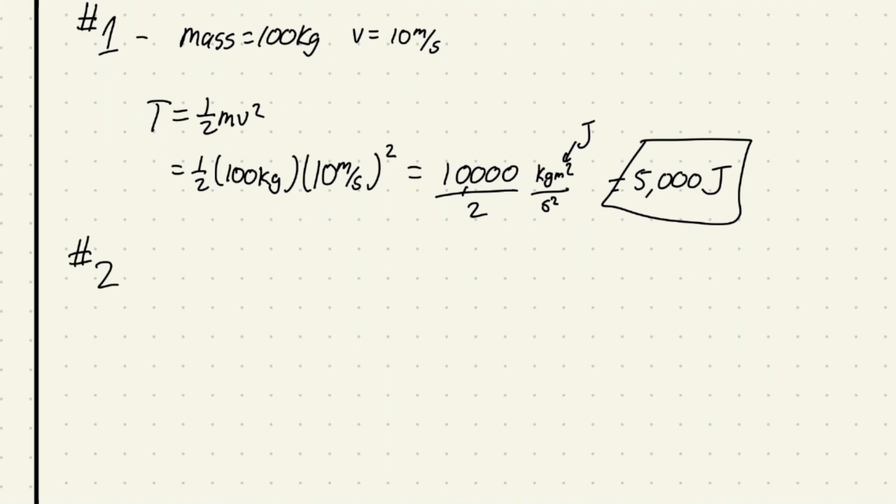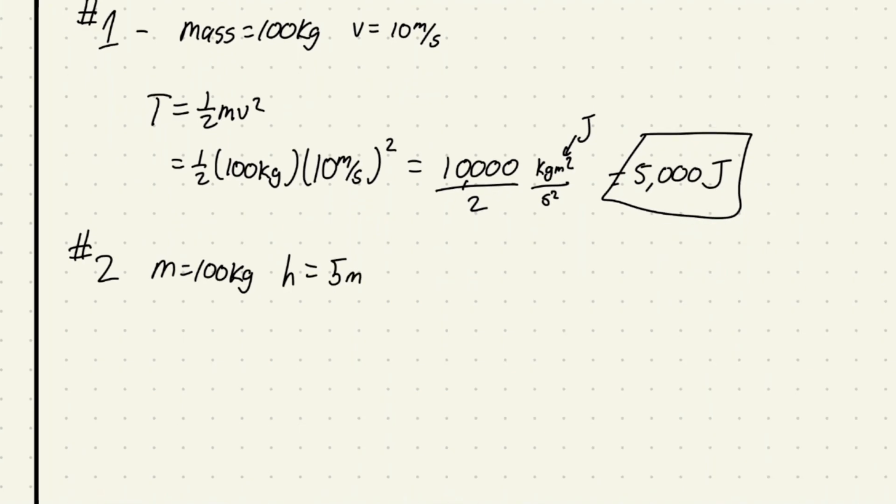Problem number 2. Let's say we have that same mass, so the mass is still 100 kilograms, and this mass is above the ground at a height, say h equals 5 meters. I want to know what energy it has because it is that high off the ground. What is its gravitational potential energy?